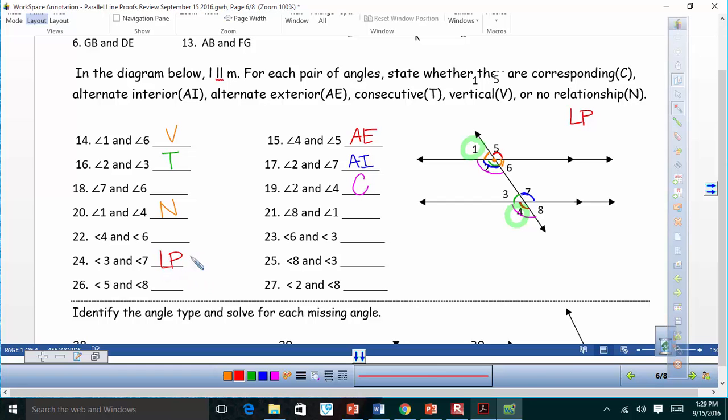Okay? You can put LP/N because it's not listed up here, but you have to know linear pair. That's how you're going to solve some of these problems. Okay. Do we need to keep going over angle relationships? All right.